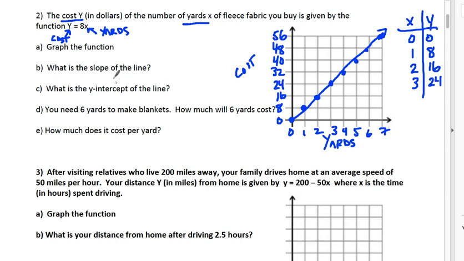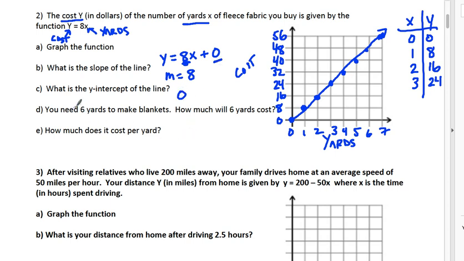Okay, so we graph the function. What's the slope of the line? Again, here's our equation. There's nothing being added on, so if you like doing that, that'll help. The slope is 8, and the y-intercept is 0.